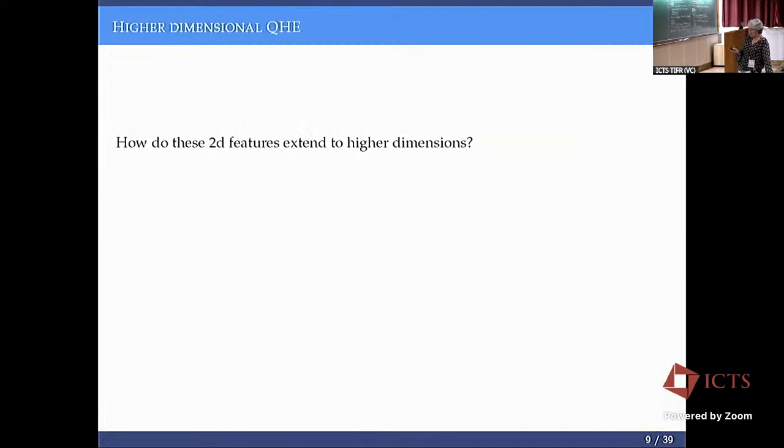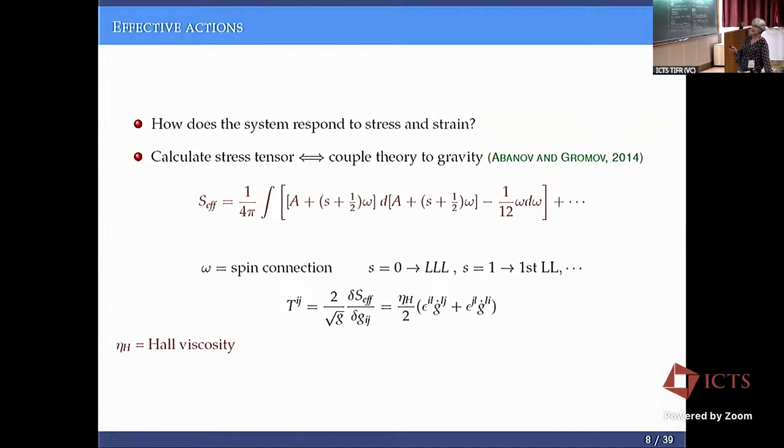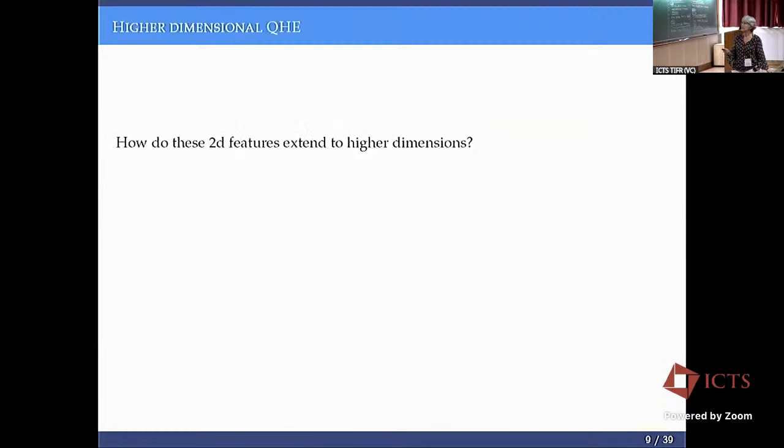Okay, so there are three effects that we saw in 2 dimensions. The edge action when the background field is constant, and then when the background field changes, the Chern-Simons action, and then when the metric changes or geometry changes, we find this effective action. So now what I want to see is how these 2-dimensional features extend to higher dimensions. And this is the core of my work on this topic.